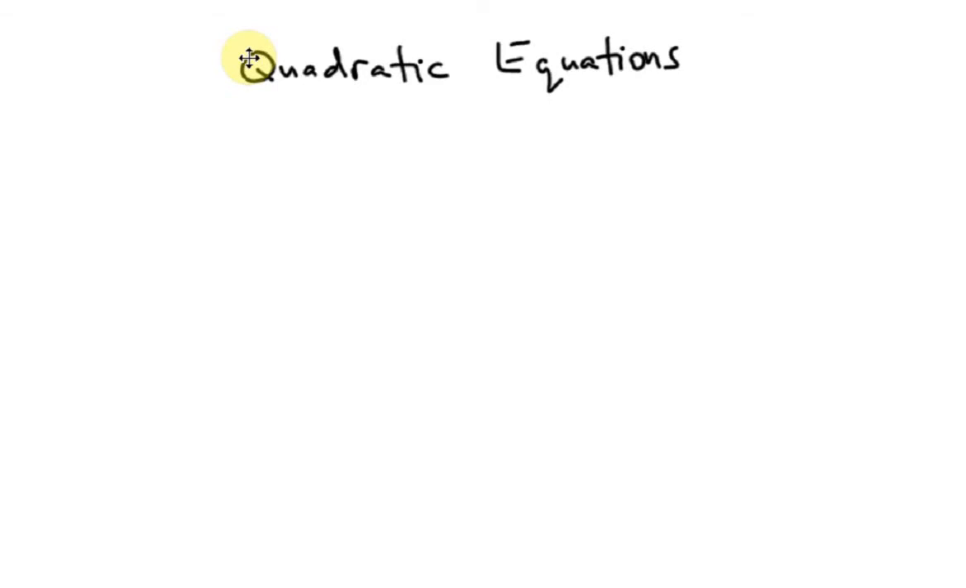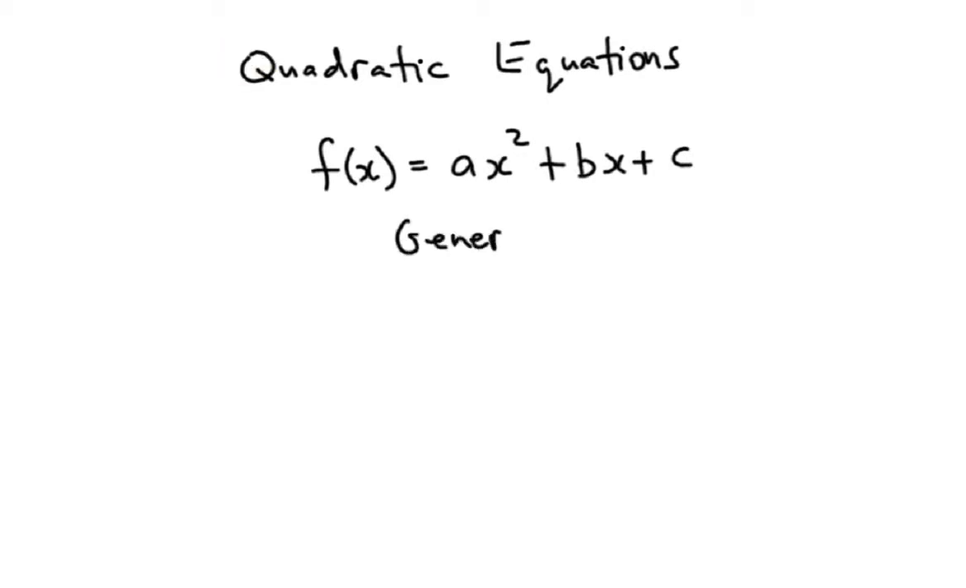Okay, what we're going to be looking at here is quadratic equations in standard form. So quadratic equations, which we did look at previously, look like this: f(x) = ax² + bx + c. Now that is general form, and general form is not particularly useful.